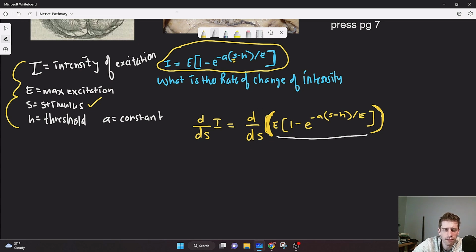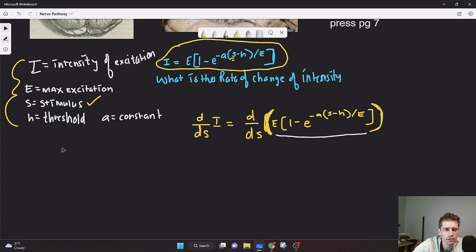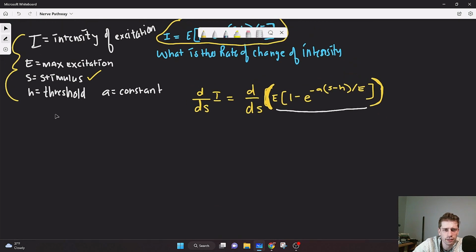To do that, we apply some calculus. And what do we get? Well, we get the derivative of this portion. The E is just a constant, so we can leave that to the side. We can apply the constant rule for derivatives. Let's use a different color.